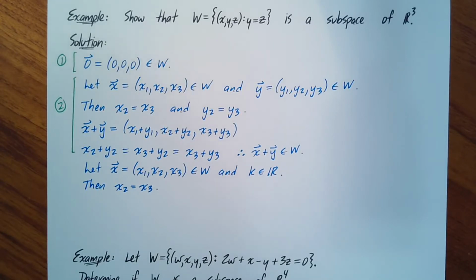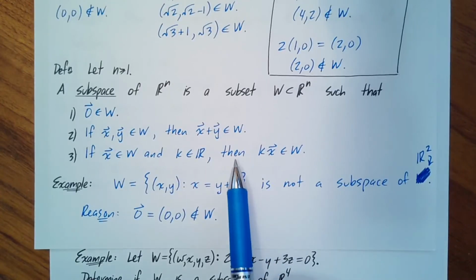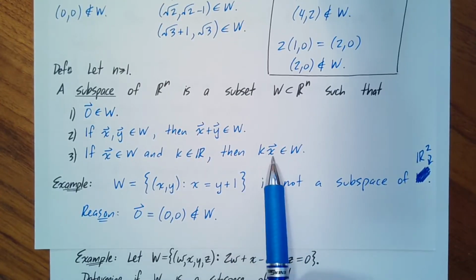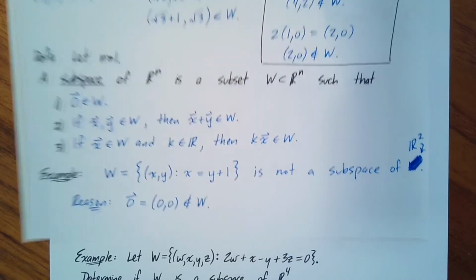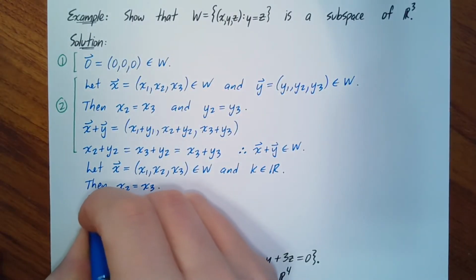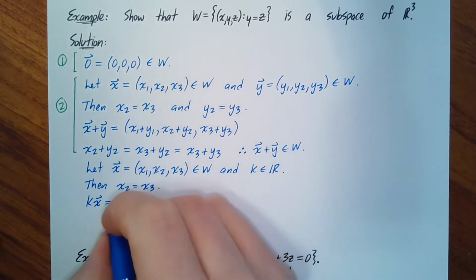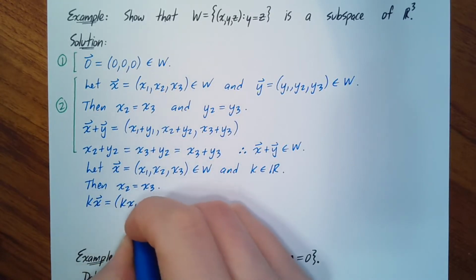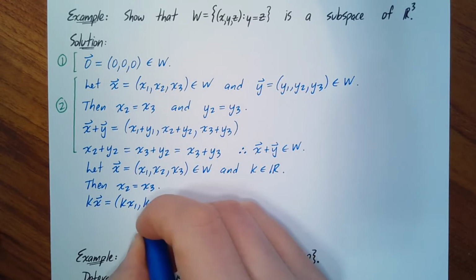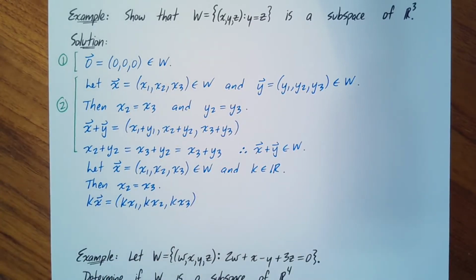Okay, well, now let's look at the conclusion we have to show. We have to derive this conclusion. We have to show that kx is in W. Well, let's work out what kx is. Let's write it out in terms of its coordinates. If I write down kx, well, what is multiplication by a scalar? It's just going to multiply each of those coordinates by the scalar. So we're going to get the vector kx1, kx2, and kx3. Okay, so we need to show that this is in W.